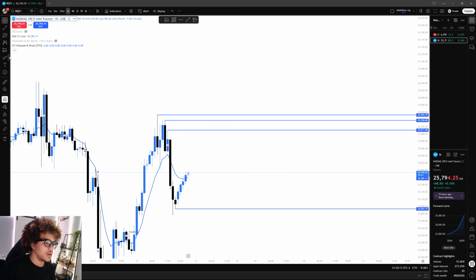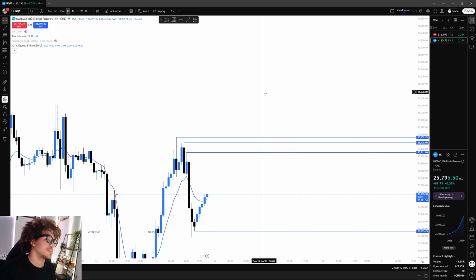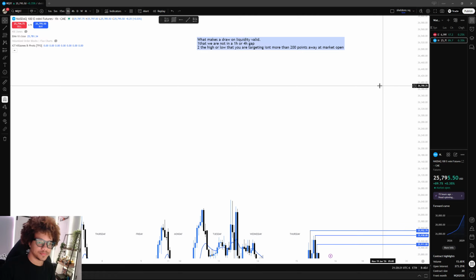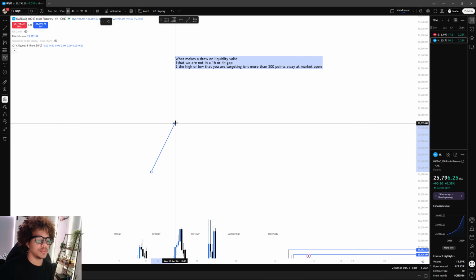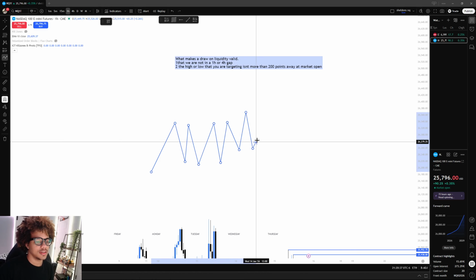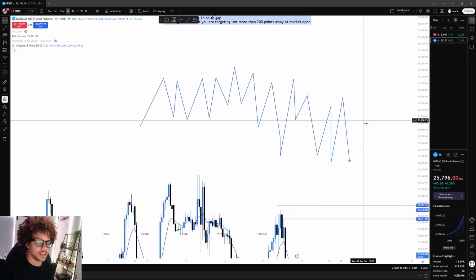If you have a draw on liquidity on one side that is like 300 points, I promise you nine times out of ten that draw is not going to be hit in the New York session, because the market really only moves about 200 to 250 points, and then after that it gets exhausted. What I mean by exhausted is that after we move the 200 points, the market will do this and just move nowhere. The market will do that.